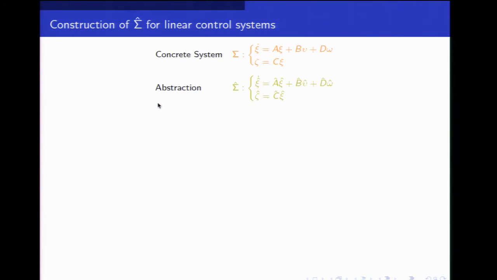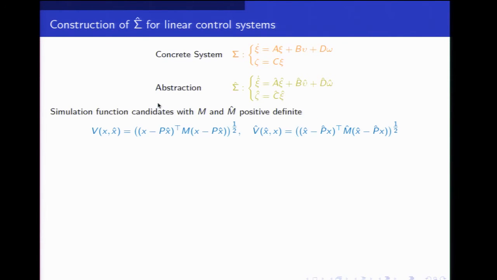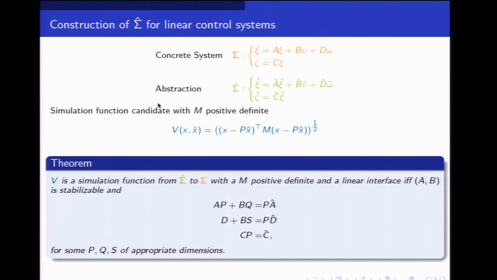So now, how do we actually construct it? Of course, I have some conditions, but how do we construct? By the way, this is the simulation function, which means you have a sound abstraction, so you know how to go from sigma hat to sigma. I haven't established the other way around. So can I also establish a simulation function from sigma to sigma hat in order to guarantee that the abstraction is a complete abstraction? We have the if and only if result, which was explained in the beginning of the talk.